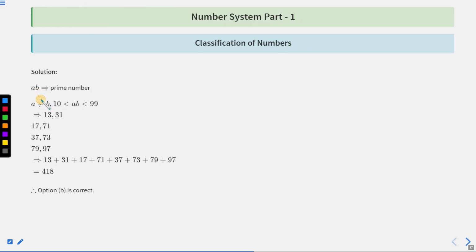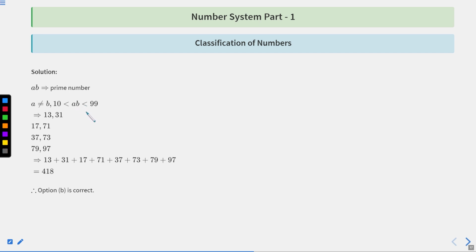So it is given to us that AB is a prime number, and it is also given to us that A is not equal to B. So what are the possibilities for a two-digit prime number? They are definitely going to lie from 10 to 99. Okay, so numbers greater than 10 and less than 99, all are two-digit numbers.